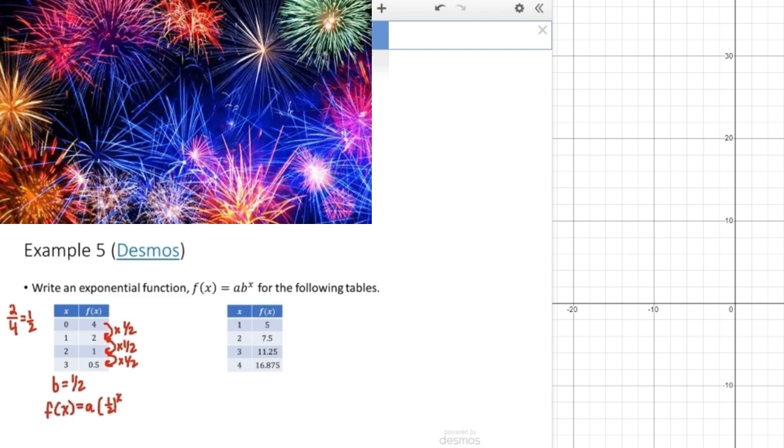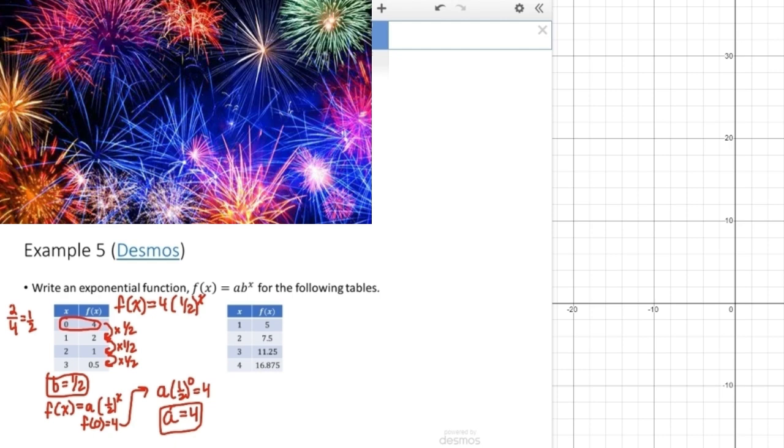The question now becomes, what is a? To figure out a, I can take any one of the points presented in the table and plug it into my function. Looking at the point (0, 4), because 0 is the easiest number to work with when it comes to exponents, we know that f of 0 equals 4 from our table. Plugging 0 in, we have a times 1/2 to the 0 equals 4. 1/2 to the 0 is 1, and anything times 1 is itself, so we get that a equals 4. Now that we have figured out a and b, our exponential function is f of x equals 4 times 1/2 raised to the x power.